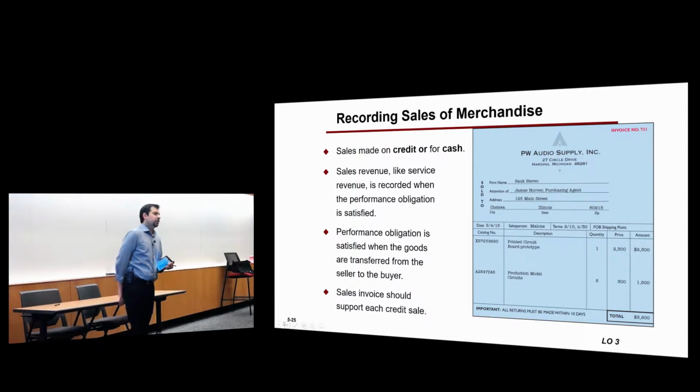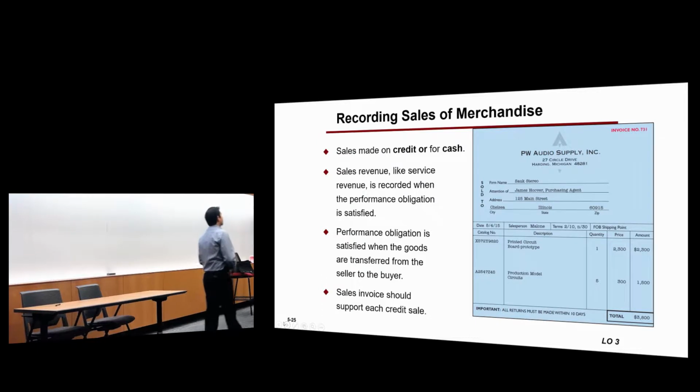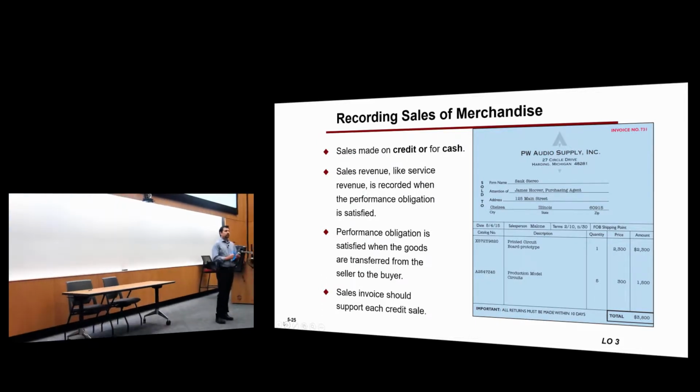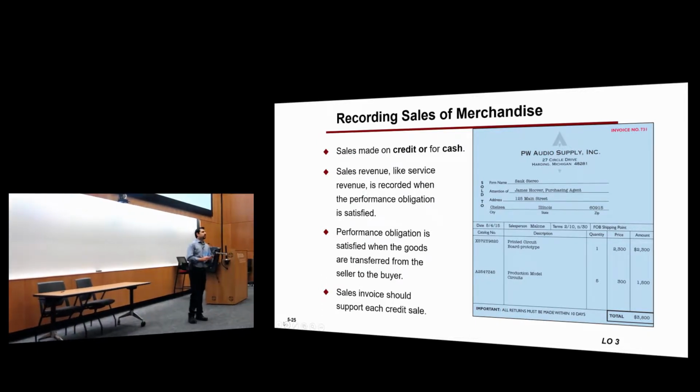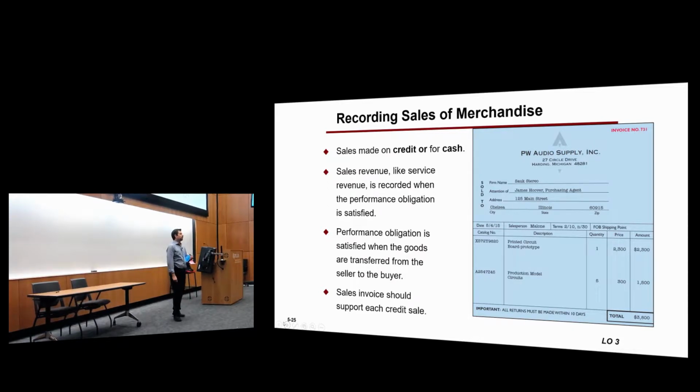And when they buy merchandise, we learned that there are two different systems that companies use. We learned that there is the perpetual inventory system and the periodic inventory system. And in this chapter, we will be learning more about the periodic inventory system. Okay?